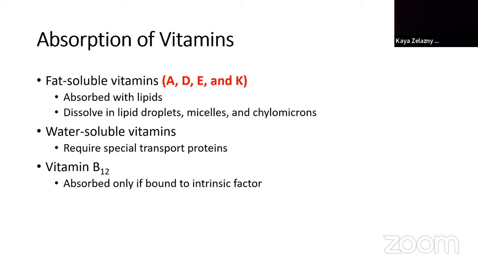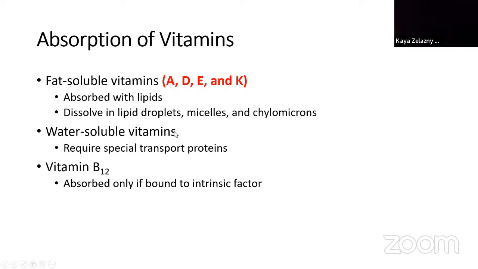The fat soluble ones are going to join together with the lipids. They're able to dissolve in the lipid droplets and in the micelle, and we're also able to package them into the chylomicrons. So if we have a fat soluble vitamin, we're basically going to use the same process as lipid digestion. The fat soluble vitamins that you would be thinking about are vitamins A, D, E, and K.